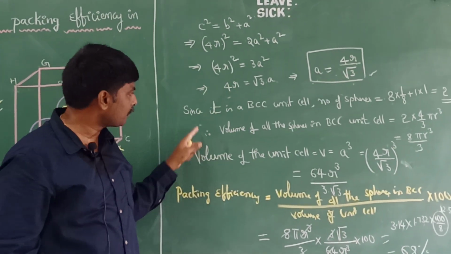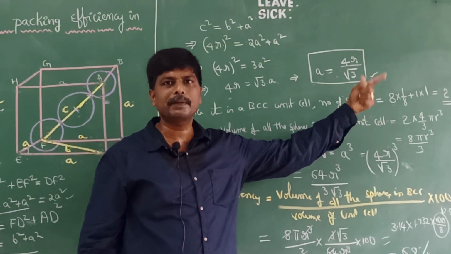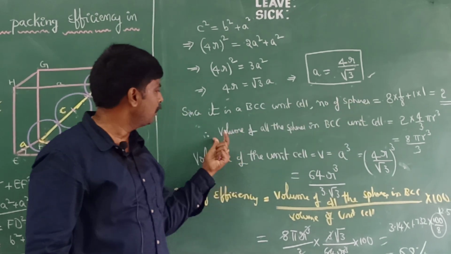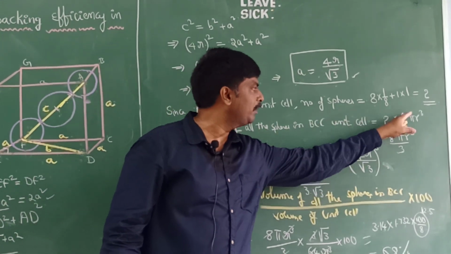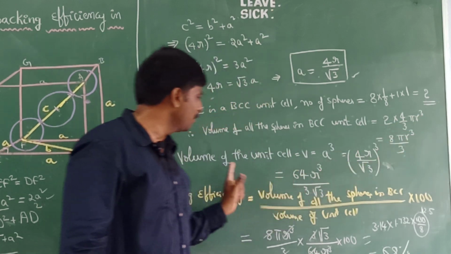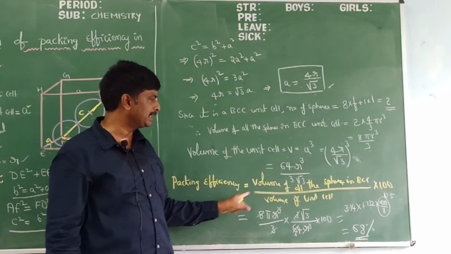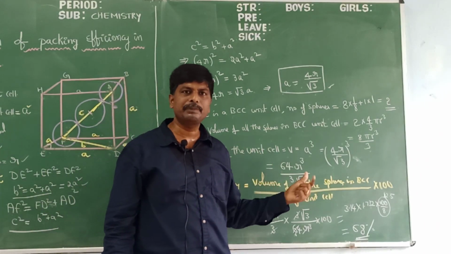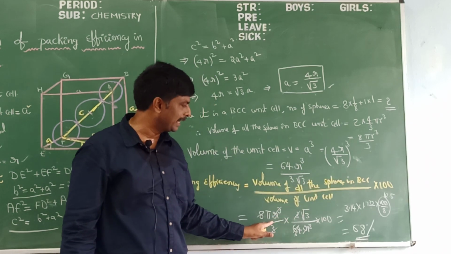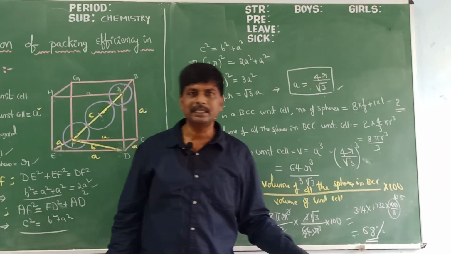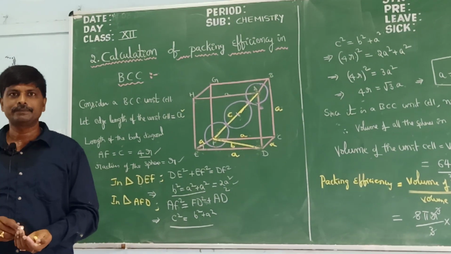After that you calculate the total number of spheres in the BCC unit cell. Total number of spheres is 2. So total volume of spheres is 2 into 4 by 3 pi r cube. Volume of unit cell is A cube. So finally packing efficiency is volume of all these spheres by volume of unit cell into 100. You simplify this and you will get 68%. It is the second case. Now I will go to the third one.